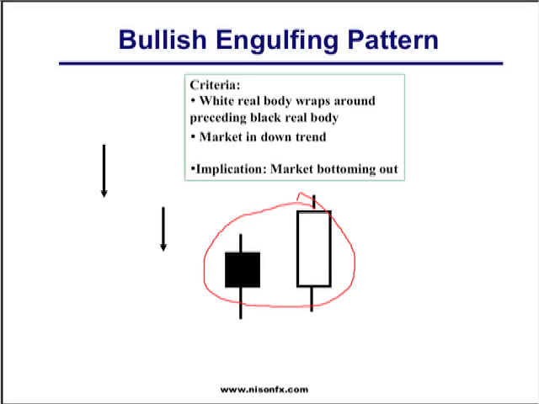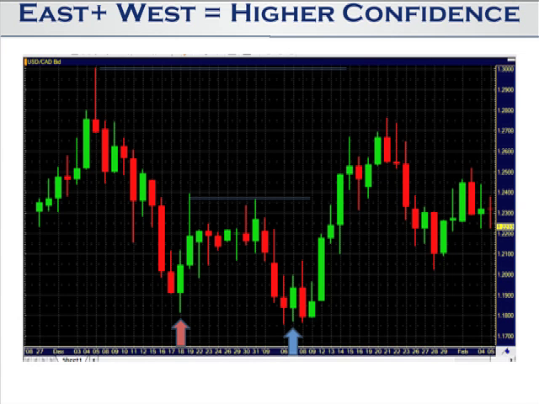Here we have a bullish engulfing pattern, the white candle wrapping around the black real body. The bulls are taking off from the bears. Every pattern tells a story. Psychologically, we see the bulls are taking control of the market from the bears. It's a bottom reversal signal. The market should be in a downtrend. You need a downtrend to reverse. And the low of the bullish engulfing pattern, the lowest low of the two candles, should be a support area.